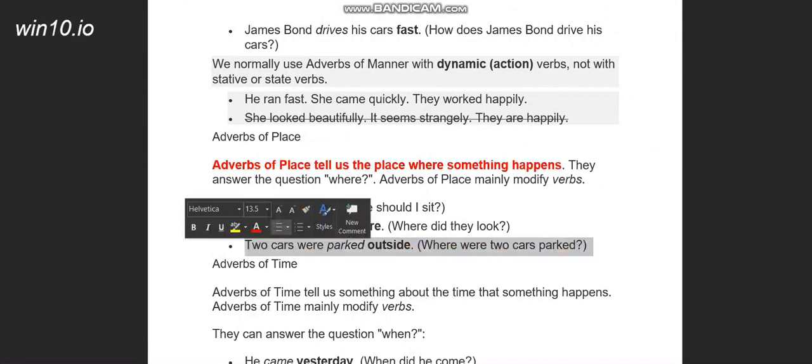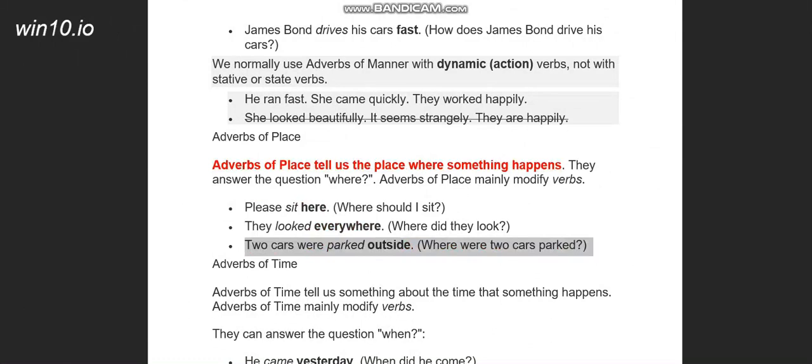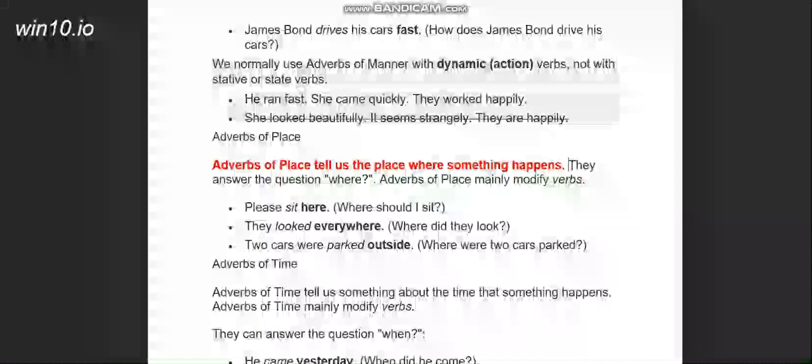Adverbs of place tell us the place where something happens. I repeat, adverbs of place tell us the place where something happens. They answer the question where. Just like adverbs of manner answer the question how, adverbs of place answer the question where.